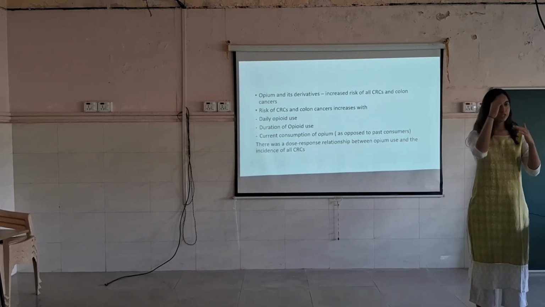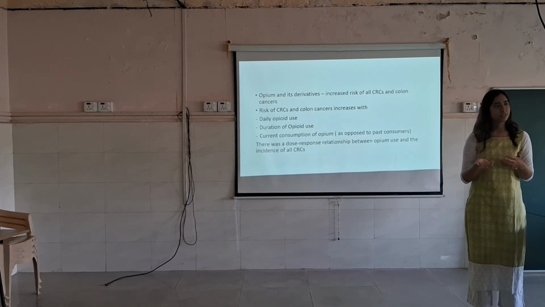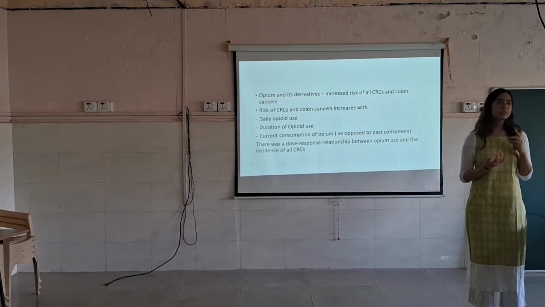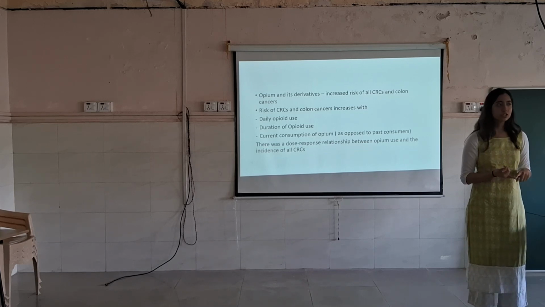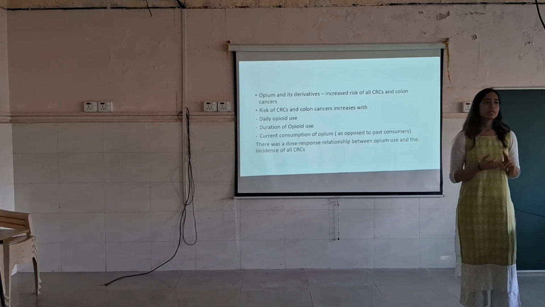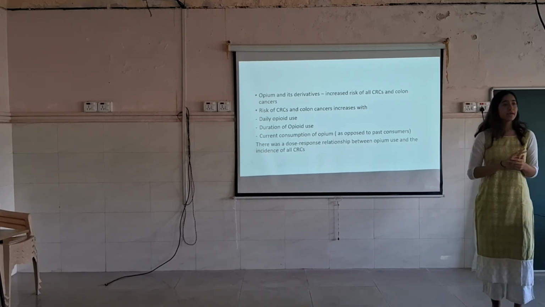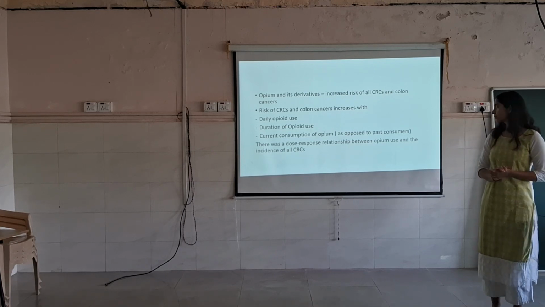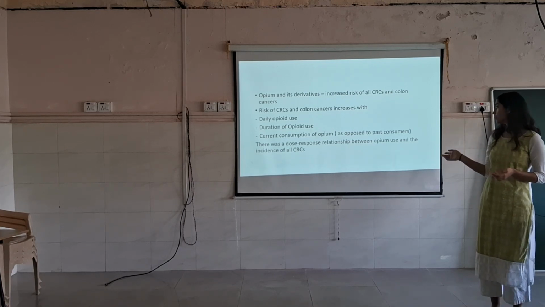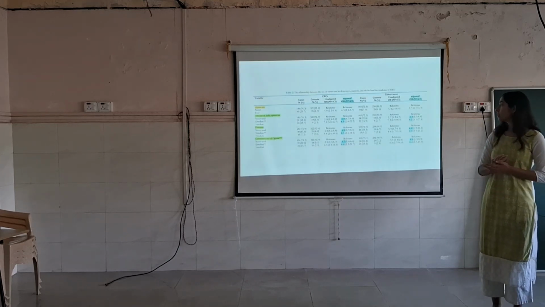Now, just to give you a breakdown of how opium use was analyzed, we look at 3 parameters. The first is your daily dosage, or your daily use of opium. The second is the duration of your use, and the third is the current consumption of opium and the cumulative use. A dose-response relationship was established between opium use and the incidence of CRCs.